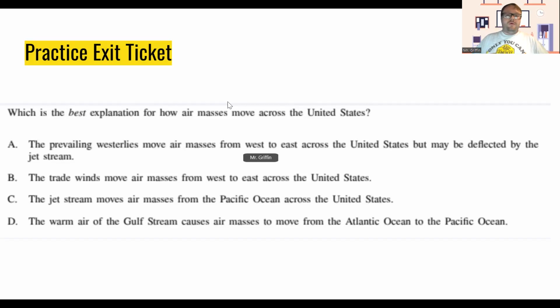So we remember, just looking at the options here and what's important, we see the words prevailing westerlies. Right away, I know those are the global winds that affect us in North Carolina and in the United States. And I do know that the weather moves from west to east. Now, we didn't talk a lot about the jet stream today, but we will later. The jet stream is primarily responsible for the way weather patterns move across the United States.